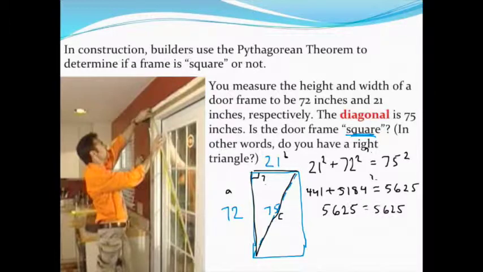And so I asked myself, are those the same number? And yes, of course they are the same number. So this checks out, meaning that yes, this is a right triangle. What we did build was square.